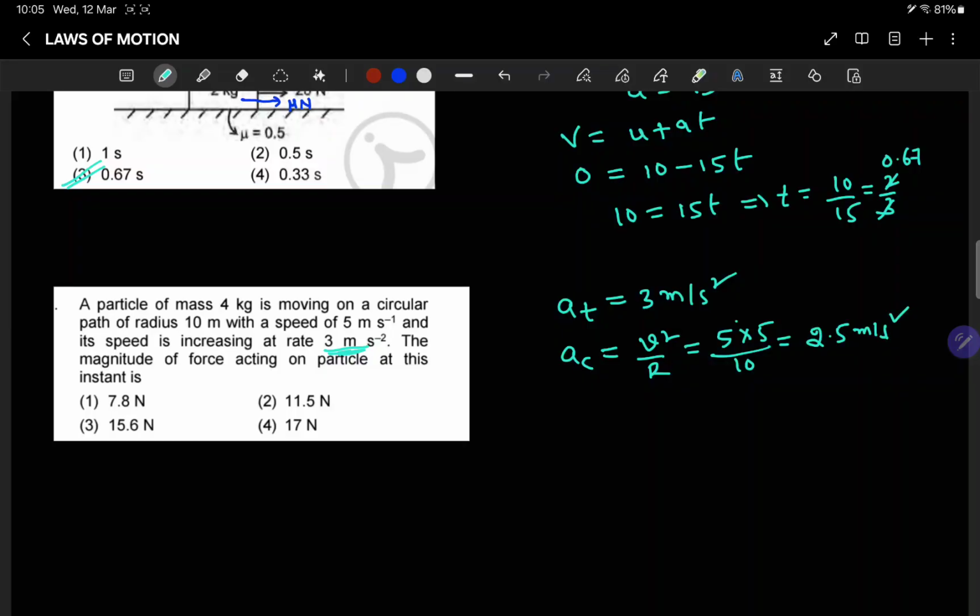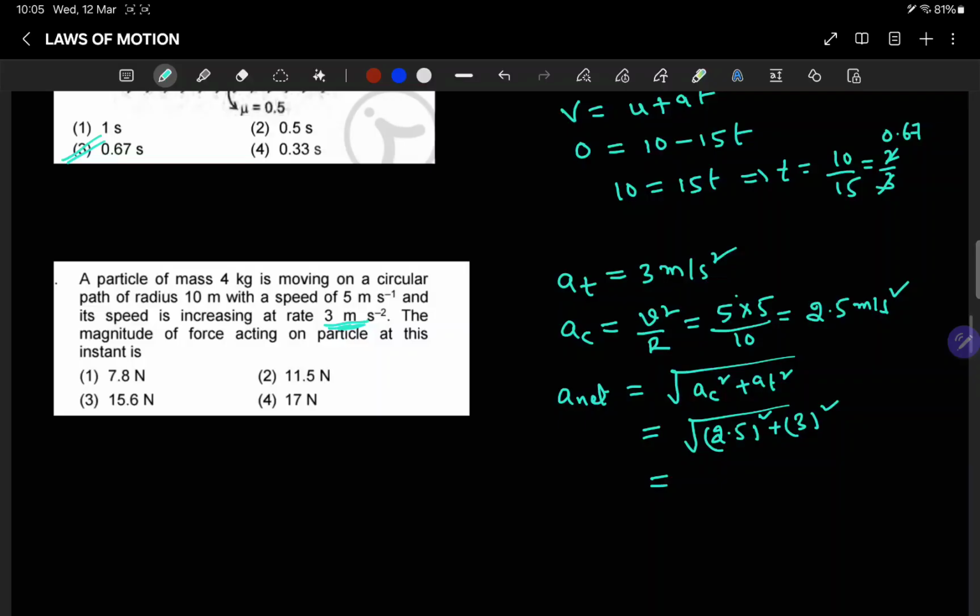Yes. The magnitude of force is asked. First, what is the magnitude of net acceleration? For non-uniform circular motion, it is the square root of a_c square plus a_t square. So a_c we calculated as 2.5, whole square, plus a_t given in the question as 3, square. After simplification you will get nearly 3.9 meters per second square, students. Calculation is easy, 3.9 meters per second square.